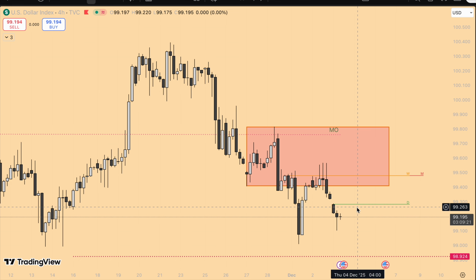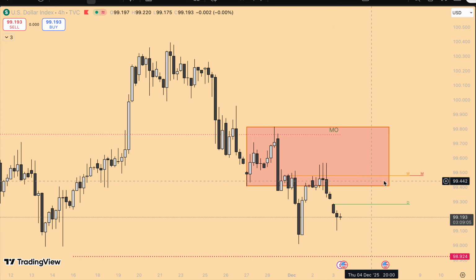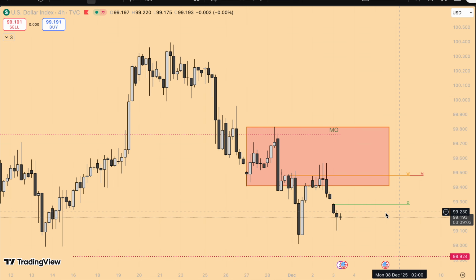And gaps, they don't always have to be filled, but there's a higher probability of them being filled than not being filled. So if you bet on gaps being filled, it's a higher stake. So that's why I'm betting on it being filled, and then from there we could start pushing down.